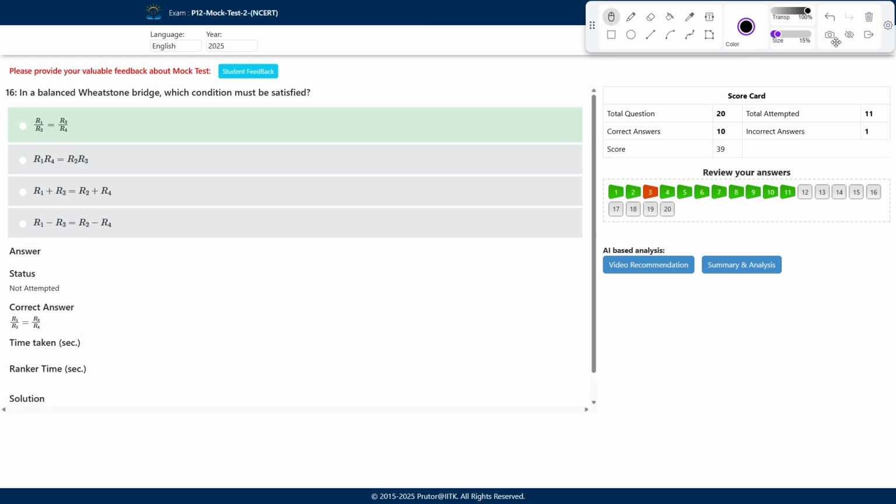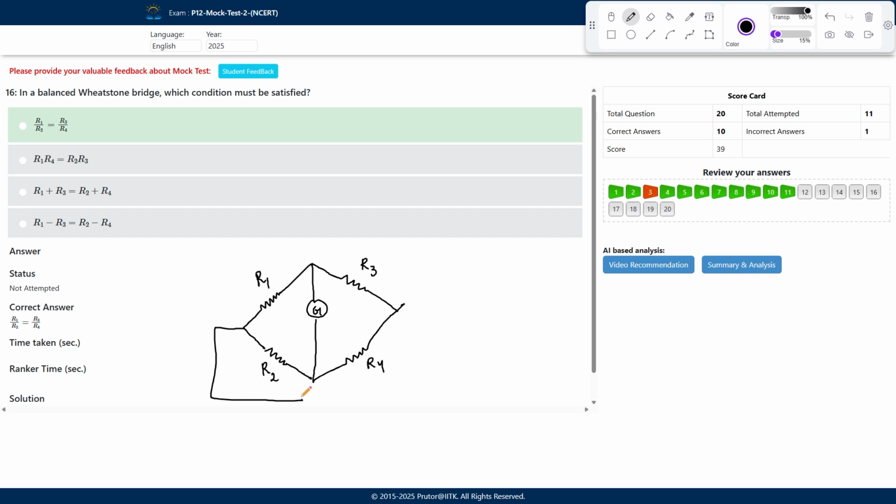Next question. In a balanced Wheatstone bridge, what is the condition? There is R1, there is R2 connected like this. There is a galvanometer here. There is R3 and there is R4. And these are all connected with the battery like this. So in the balanced condition, the ratio of these resistances should be equal.